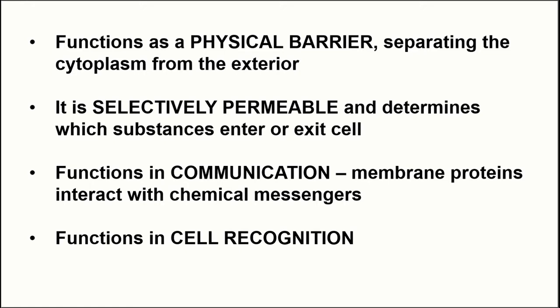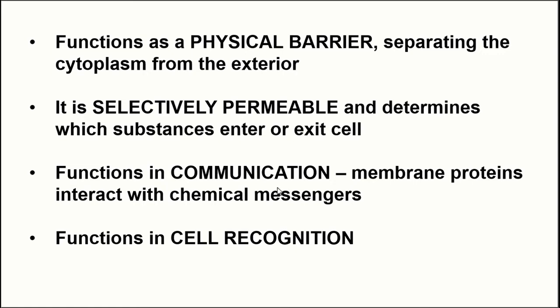The membrane functions as a physical barrier. As I mentioned earlier, it separates the interior of the cell, the cytoplasm or cytosol, from the exterior or external environment. The plasma membrane is often described as a selectively permeable barrier, or as having selective permeability. This phrase means that some substances are able to cross the plasma membrane quite easily, while other substances are quite restricted from crossing it.